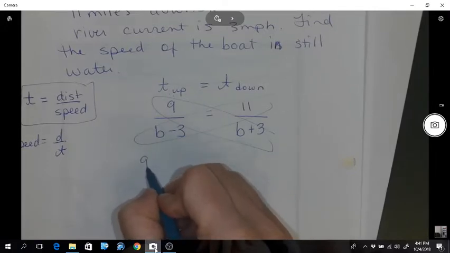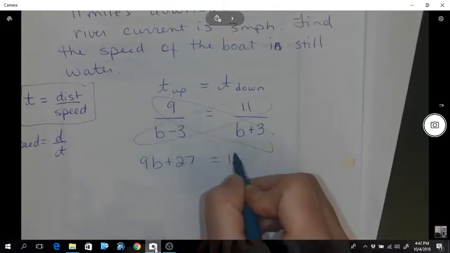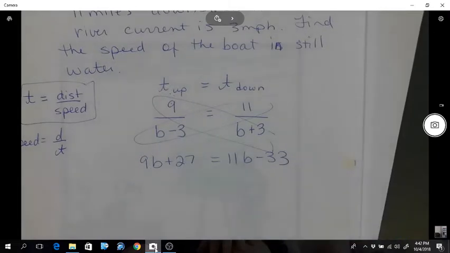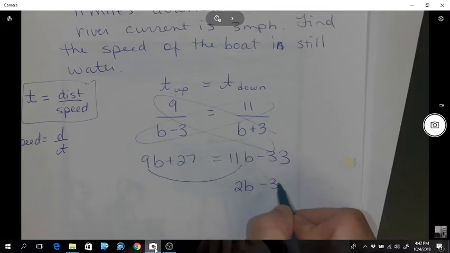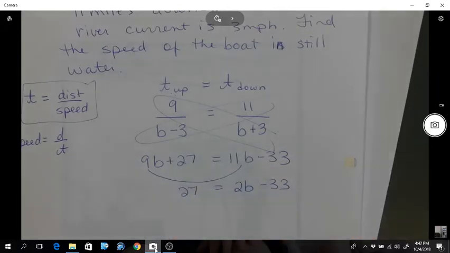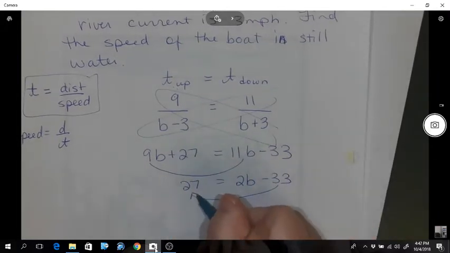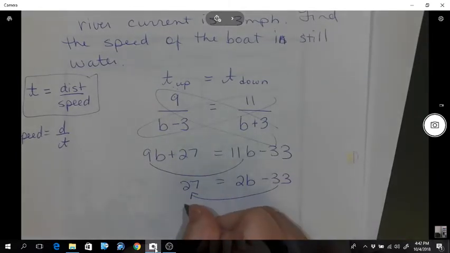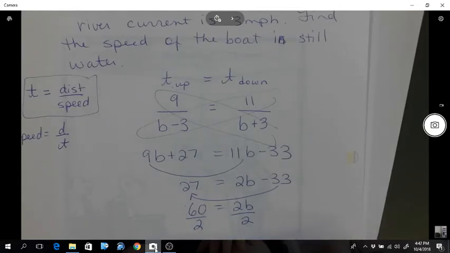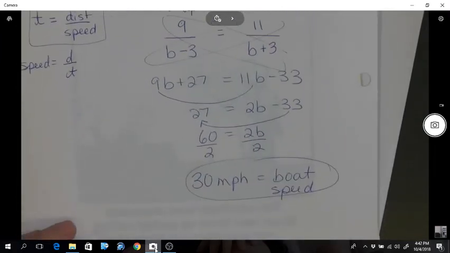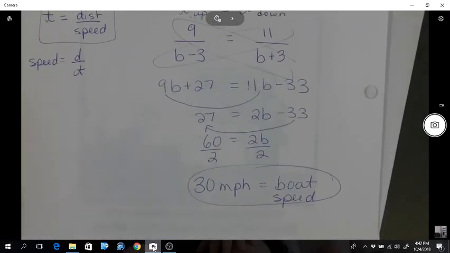So we have 9b plus 27 equals 11b minus 33. Move your 9b over there. Move your 33, negative 33 over there. So that becomes 60. And if we divide by 2, the boat speed is 30 miles per hour. Okay, that's the word problems.